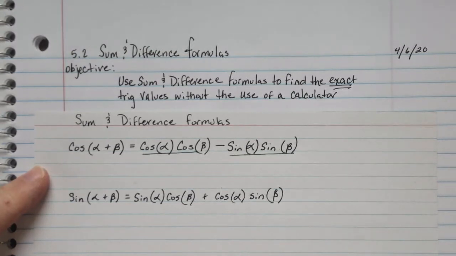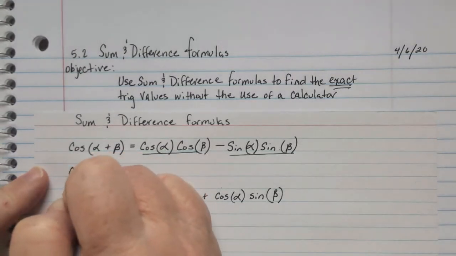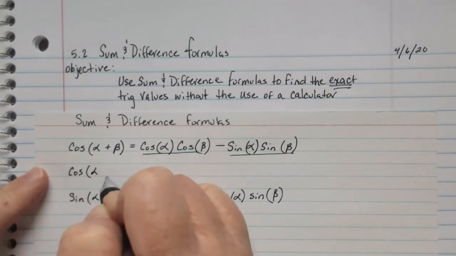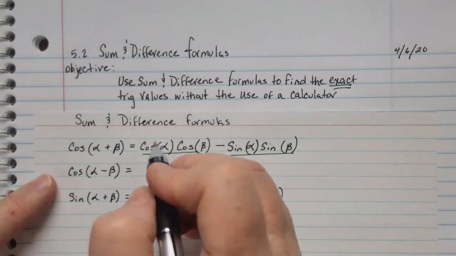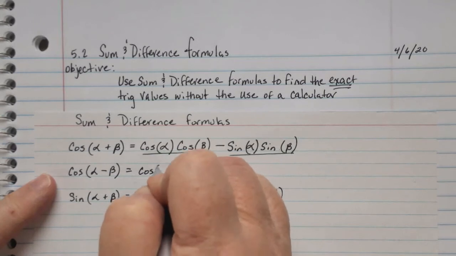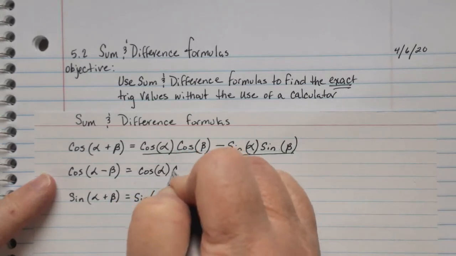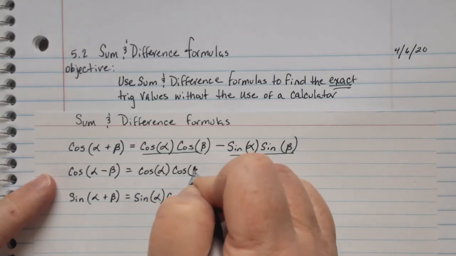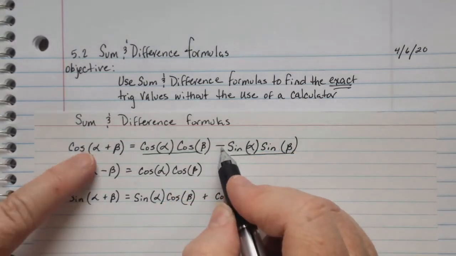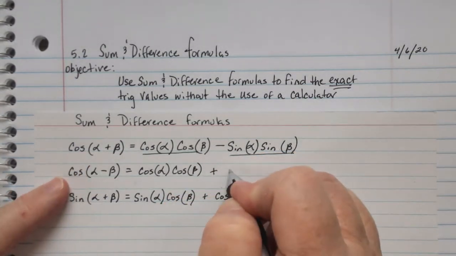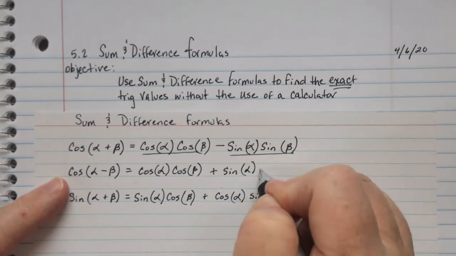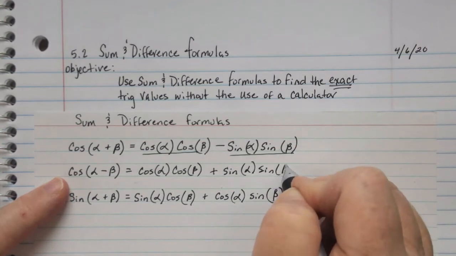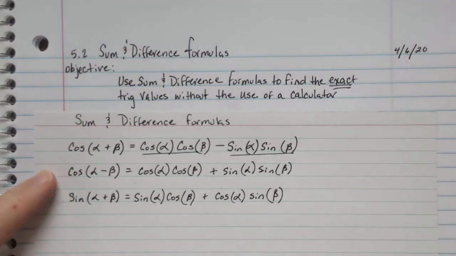So let's go ahead and write the difference formula for cosine. So cosine of alpha minus beta is equal, we want to keep the same trig functions, cosine of alpha times the cosine of beta, and we want a different sign, so it's going to be positive plus the sine of alpha times the sine of beta. Okay, so there's the sum formula, there's the difference formula for cosine.